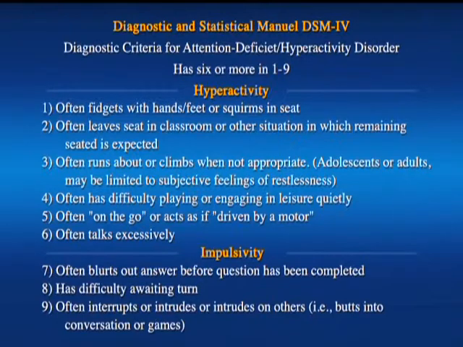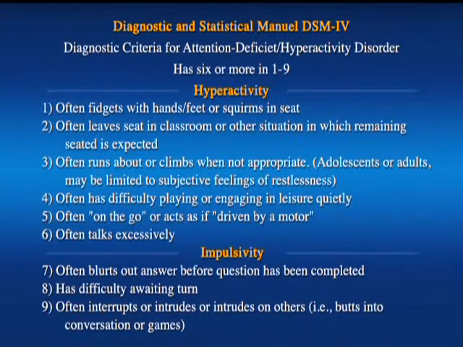So if they meet 6 or more of the criteria in 1 through 9, they're going to obtain an ADHD diagnosis, predominantly hyperactive or impulsive type. Go to the second category. I guess we'll read impulsivity. Often blurts out answers before a question has been completed, has difficulty awaiting his turn, often interrupts or intrudes on others, that is, butts into conversations or games.